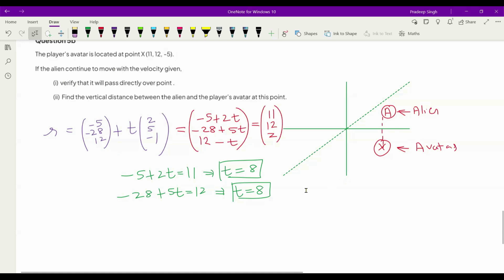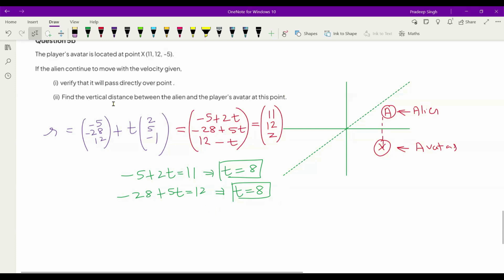So let us revise, what did we do? Since we needed to verify whether the alien is passing over the avatar, we used a reverse approach. The approach is, we assume first that the alien is above the avatar and then we try to prove that assumption correct. Since we have assumed they are directly above, the x and y coordinates for the alien and avatar will be the same. That's why we have written 11 and 12 here, but the z coordinate will be different. And since we were able to find the exact same time from both these equations, that's enough to prove that our assumption was right.